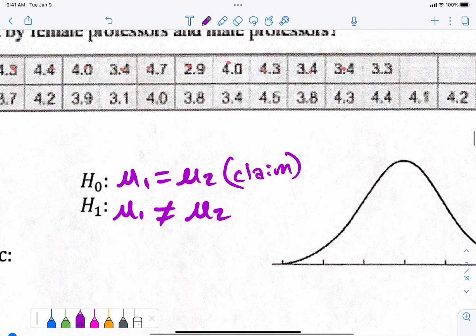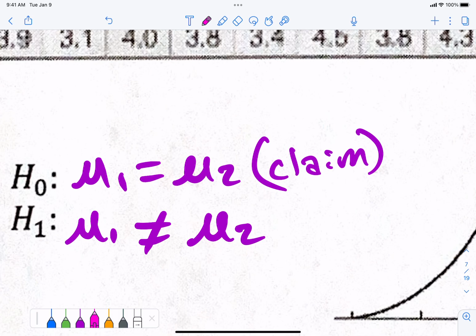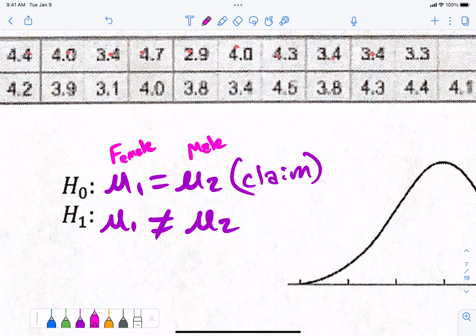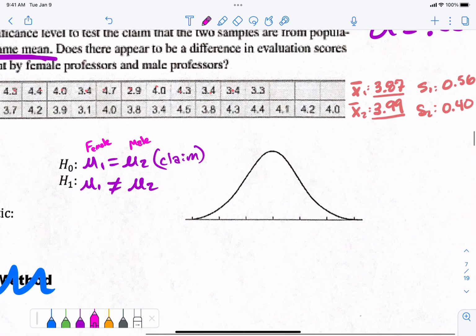I'm going to also put in here, this might be helpful since we have two mu's going on. Which one is mu1? Girls. So I'm going to say females here, and I'm going to say mu2 is male, so we know which one is which. It's not so much important when you have equal to, but when you have less than, greater than, it might be easier to designate which one's less than, greater than. So we have two tails.